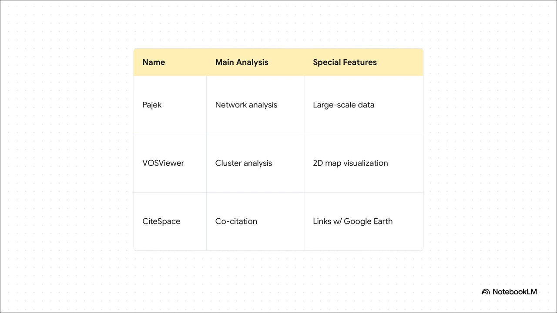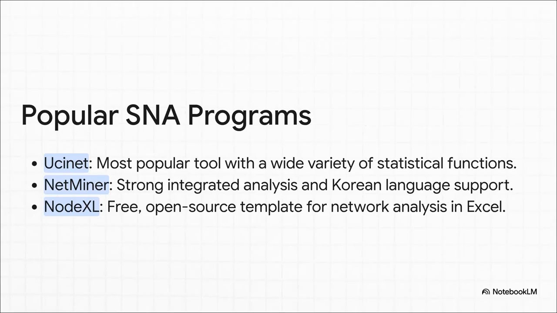If your goal is to make really beautiful visualizations of different communities, something like VOSviewer is perfect. And some tools, like CiteSpace, are wild. They can even link your network data to real-world maps. Some of the most popular tools out there are heavy hitters like UCINET and Netminer.